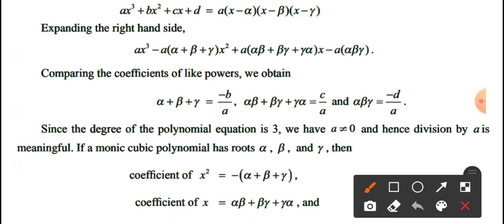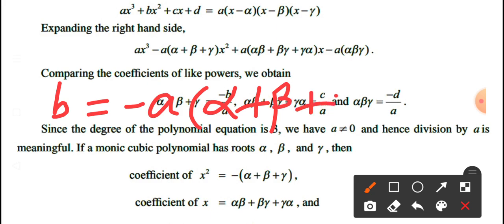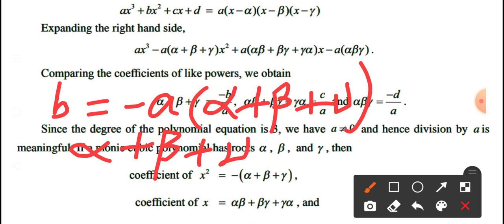This is equal to, here the left hand side is b, so b is equal to minus a into alpha plus beta plus gamma. Now alpha plus beta plus gamma is equal to minus, a goes to the left hand side in the denominator. So we get alpha plus beta plus gamma equal to minus b by a. So the sum of the roots is equal to, answer is what? Minus b by a.